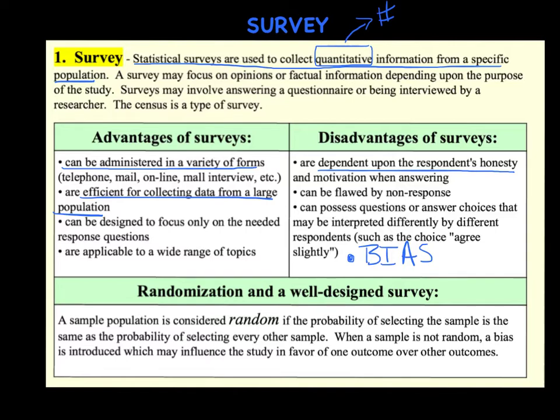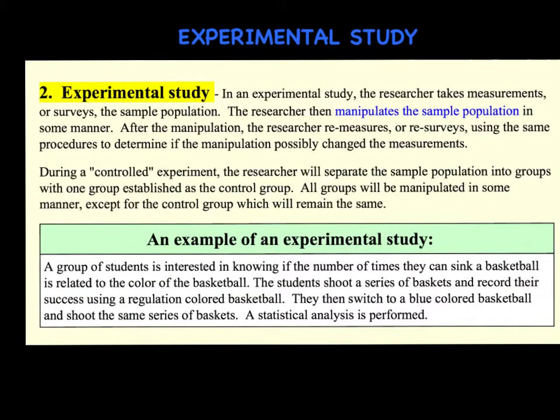Speaking of that, this last sentence here: when a sample is not random, a bias is introduced which may influence the study in favor of one outcome over other outcomes. And that's what we're going to have to be very, very careful of when we create our surveys. All right, we're going to have to bite the bullet and write down quite a bit here. So when I go too fast, just hit that pause button, rewind it, replay it, whatever you got to do so that you get everything in your notebook, because this is our one shot at this topic.